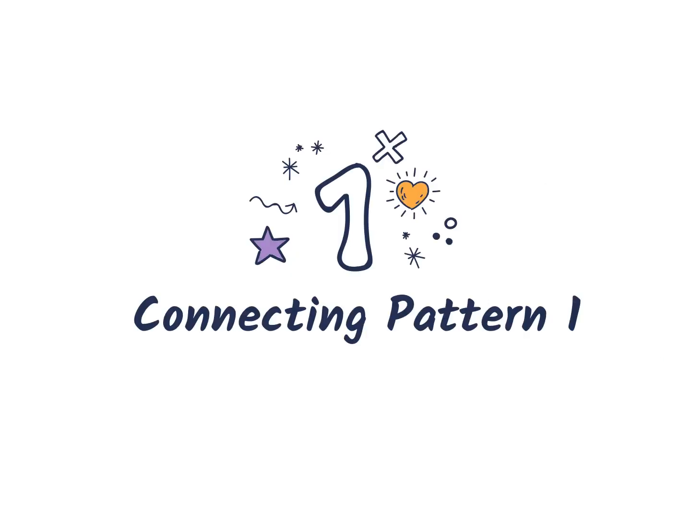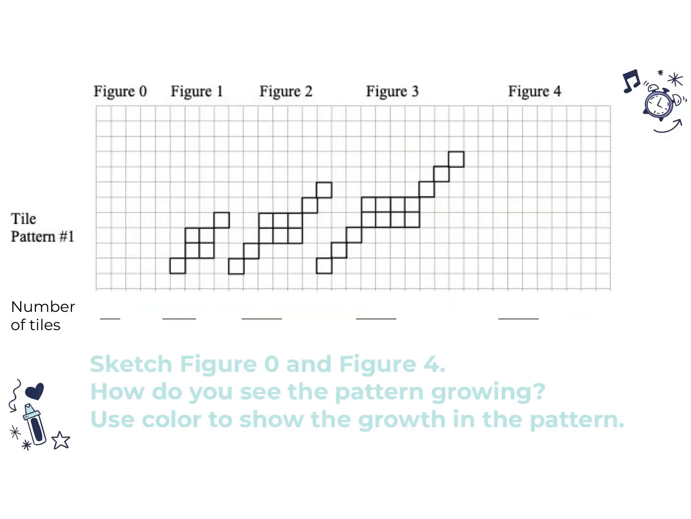So now we're going to actually get into this. We're going to be connecting pattern 1. It says sketch patterns figure 0 and figure 4. How do you see the pattern growing? And use color to show the growth in the pattern. I want you to think about something we've done. These lines down here is where I want you to really write down what the number of the tiles is in each one of the patterns. This is that idea of the table. We're not going to be using a table today, but I still want you to think that way.